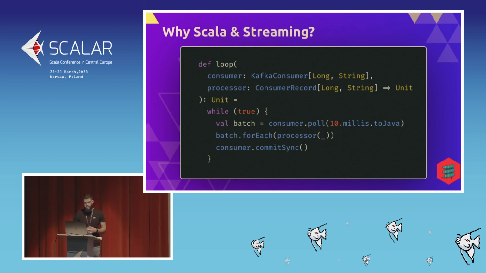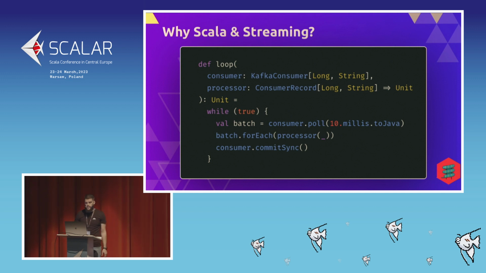So the loop method will just run indefinitely, and in each iteration, it will just poll a batch of records from Kafka. It will apply the processor function to every record, and it will commit offsets after processing. Committing offsets just informs the Kafka consumers that messages have been processed and are no longer needed. While there is nothing inherently wrong with this approach, for a Java user, the Scala ecosystem offers superior solutions.